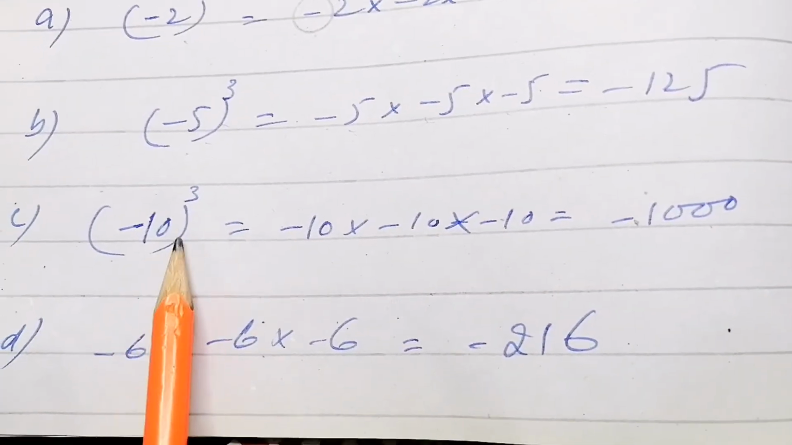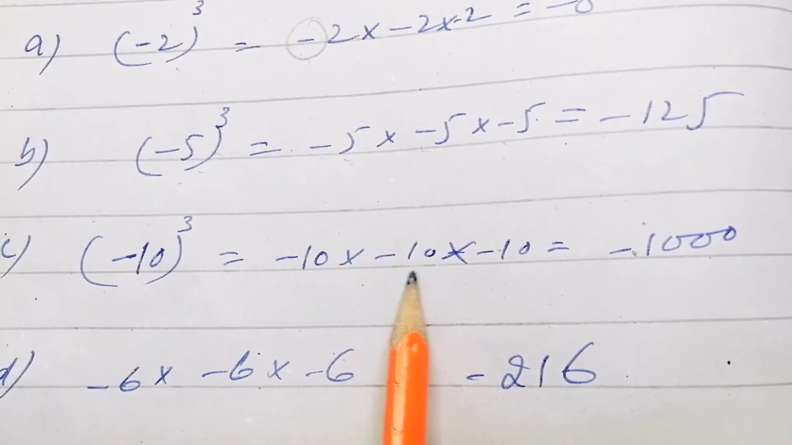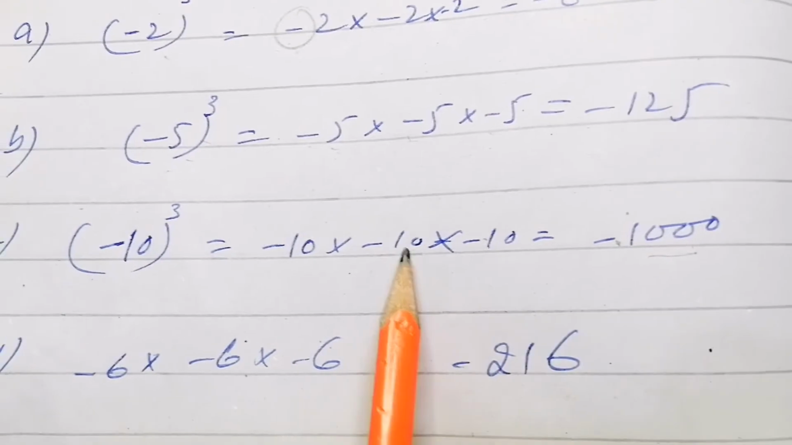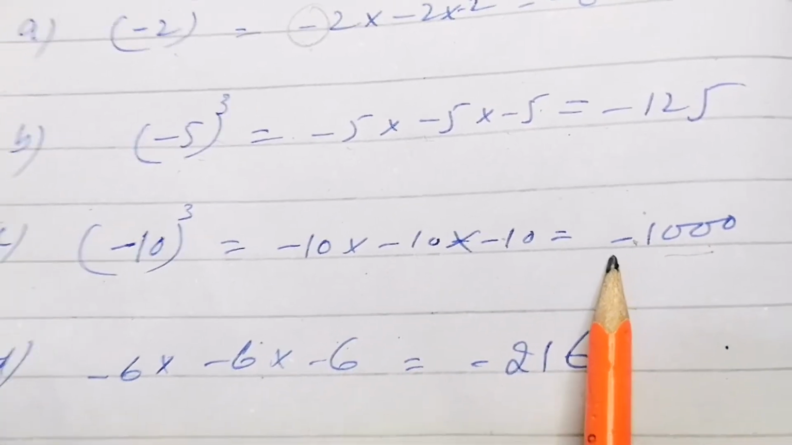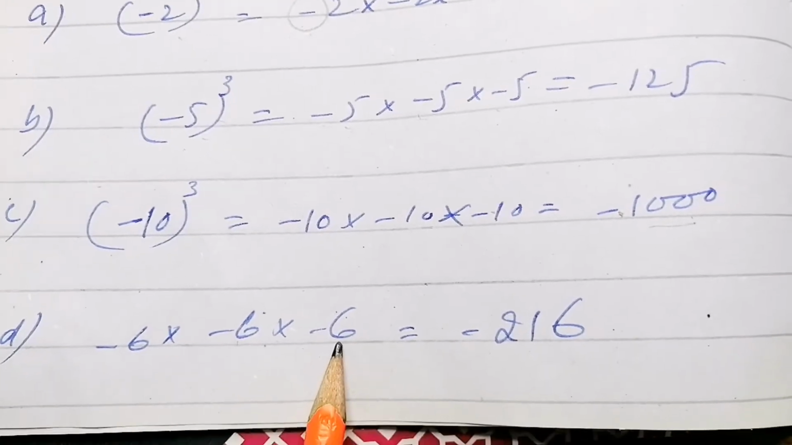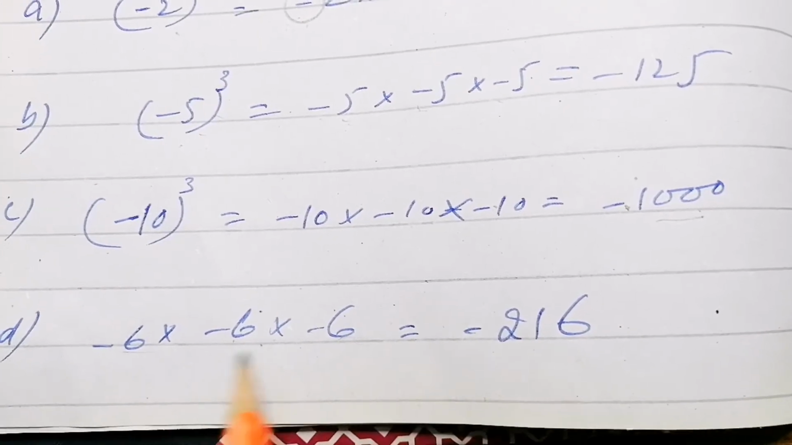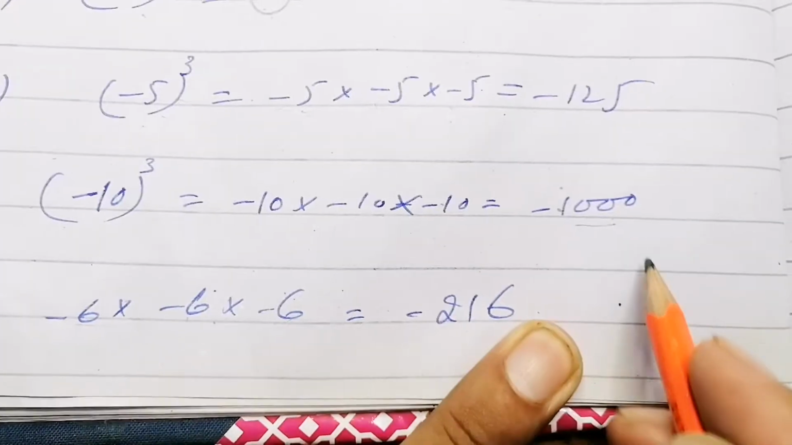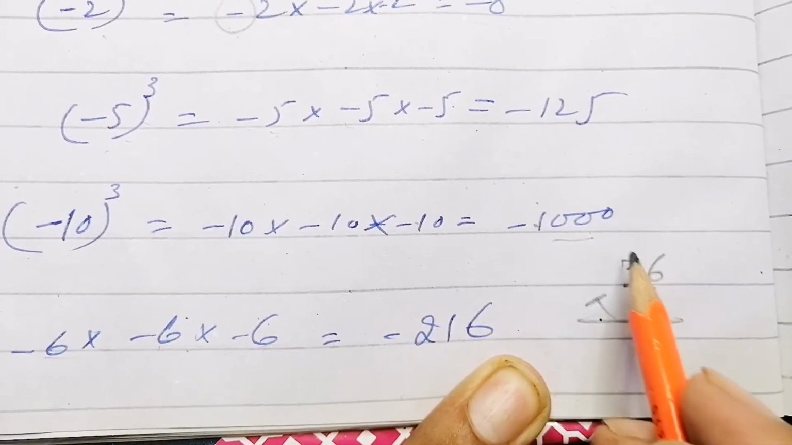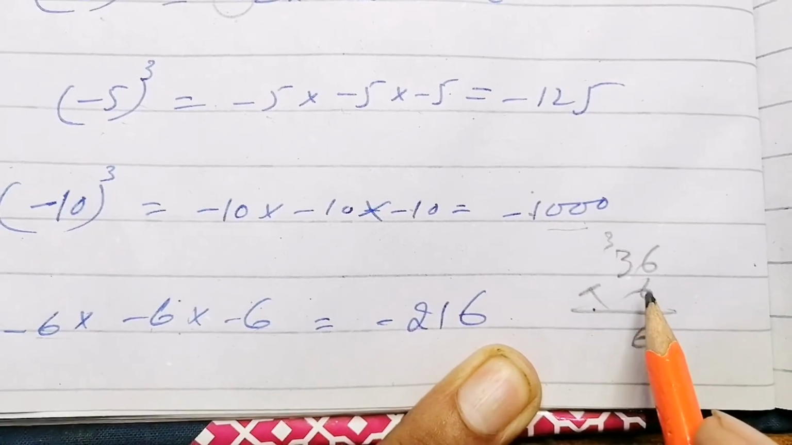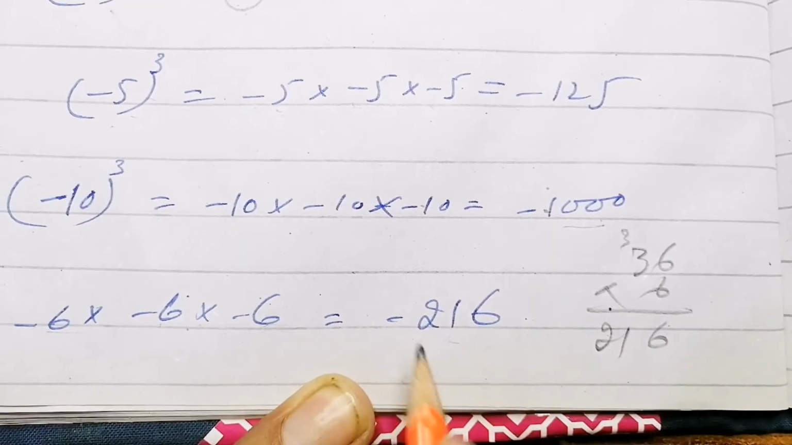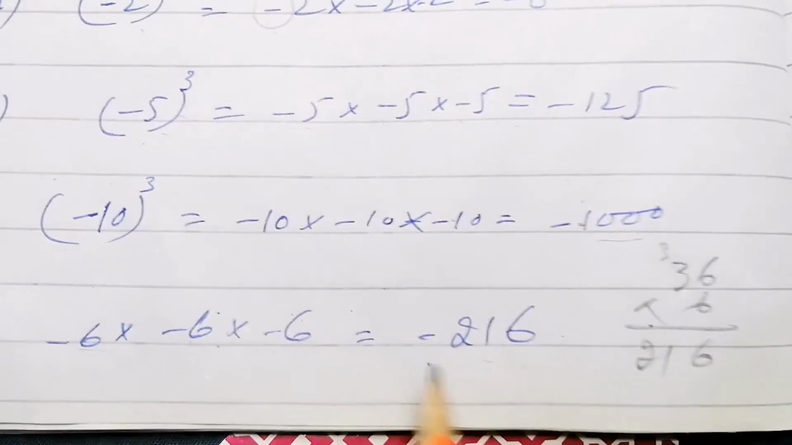Minus 10 raised to power 3: minus 10 multiply minus 10 multiply minus 10, so 3 times it becomes 1000, and then the minus sign will be there. Minus 6 multiply minus 6 multiply 3 times: 6 6s are 36, and 36 multiply 6, 6 6s are 36, 3 carry, 6 3s are 18 plus 3 is 21, 216. Minus 216 will be the answer.